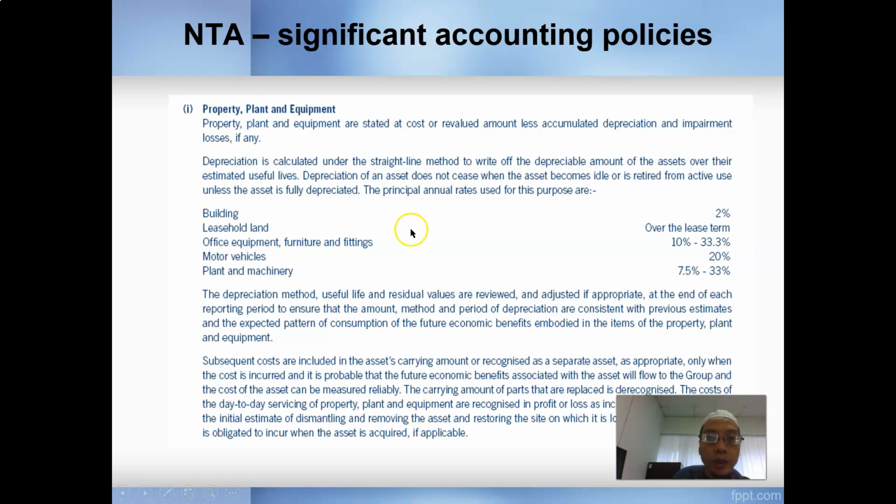So this is an example of the significant accounting policies that the company discloses inside its notes to the accounts. Here in the property, plant and equipment, the property, plant and equipment are stated at cost and revalued amount less accumulated depreciation and impairment. And it says how depreciation is calculated. It says here that depreciation is calculated under the straight line method to write off the depreciable amount. And here it shows the depreciation rates for all of the fixed assets. For example, 2% for building, 10 to 33% for office equipment, and so on.